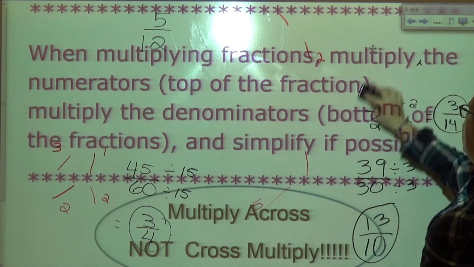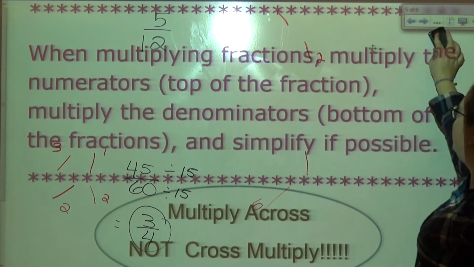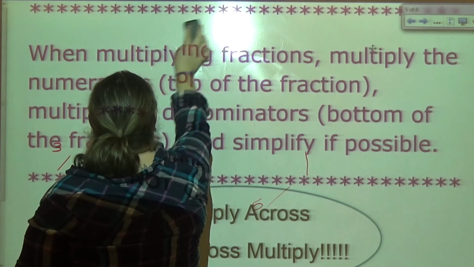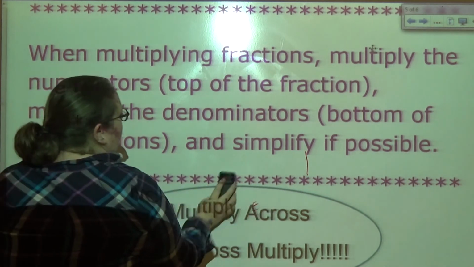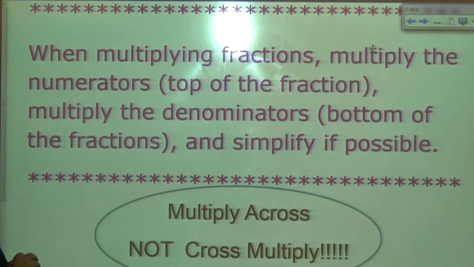I think writing down the process can help it stick in your brain a little better. So when multiplying fractions, multiply the numerators, that's the top of the fraction, multiply the denominators, the bottom, and simplify.